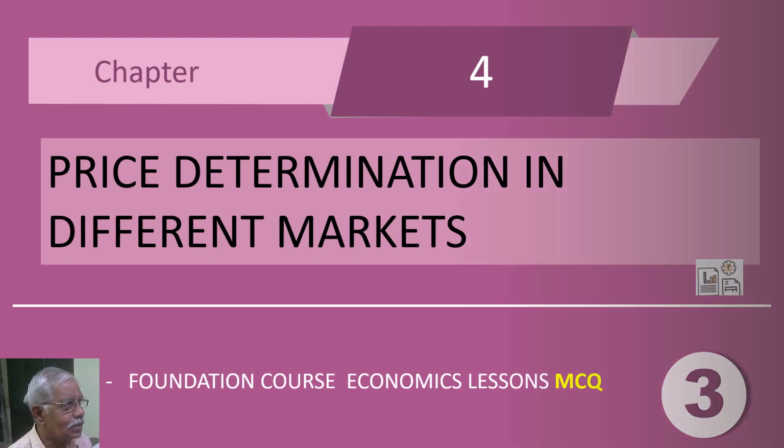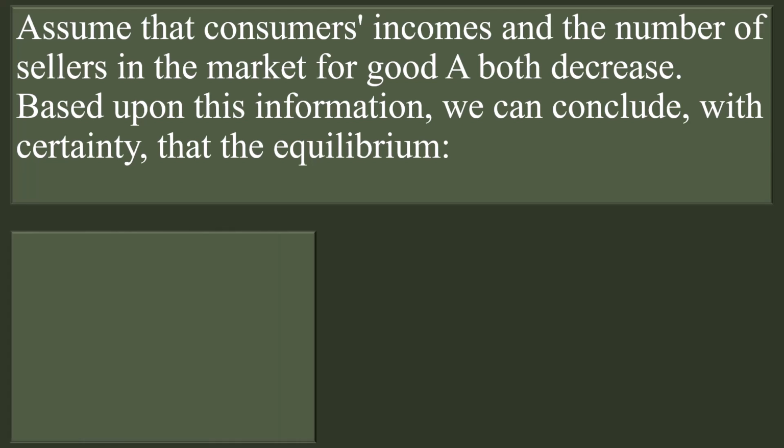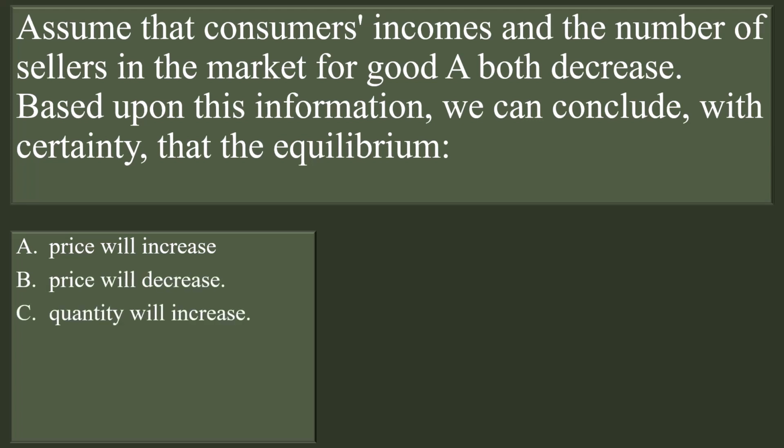Now the questions. Assume that consumers' incomes and the number of sellers in the market for good A both decrease. Based upon this information, we can conclude with certainty that the equilibrium options: A, price will increase; B, price will decrease; C, quantity will increase; D, quantity will decrease. The correct answer is D.